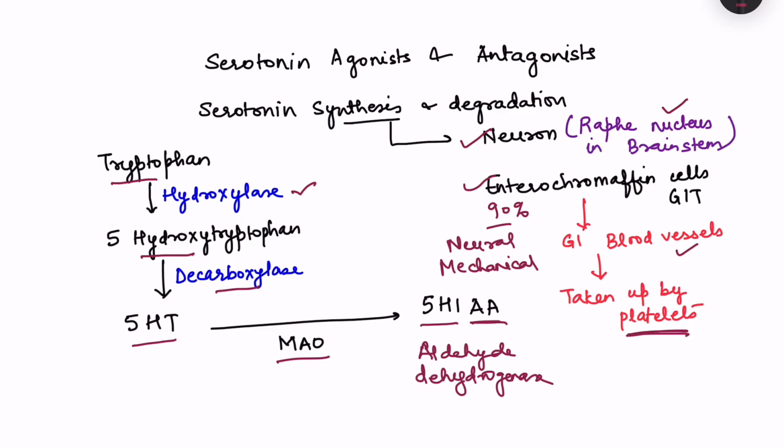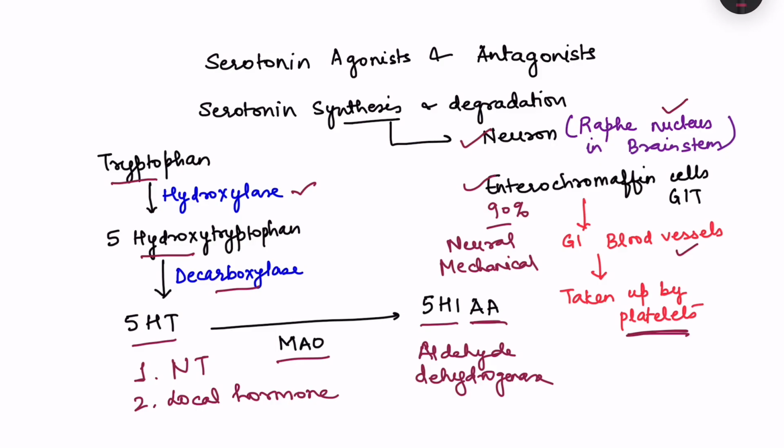So this serotonin basically acts as a neurotransmitter, one, and it also acts as a local hormone. That means wherever it is released, it acts either in a paracrine manner or also on the same cells. That is, it acts on the platelets as well. If it is released from the platelets, it acts on the platelets as well. So neurotransmitter and local hormone.